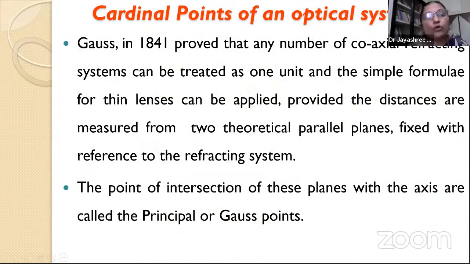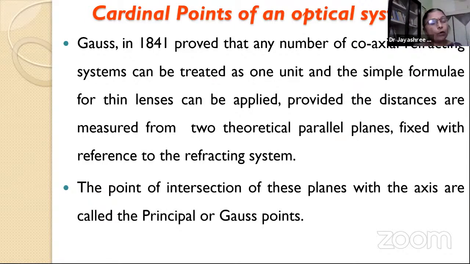What is the actual idea behind the first point as far as the feature is concerned? What are the cardinal points of an optical system? In 1841, Gauss showed that any number of coaxial lenses can be treated as a single unit. And the lens maker's formula can be applied to measure the distances from two hypothetical parallel planes.